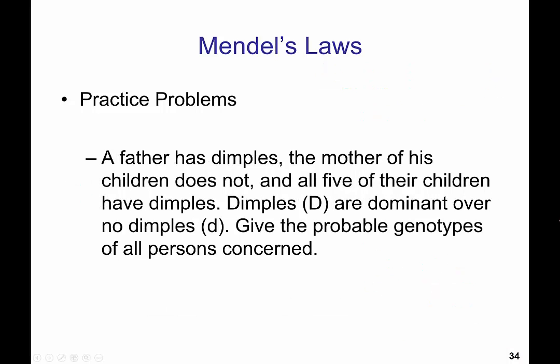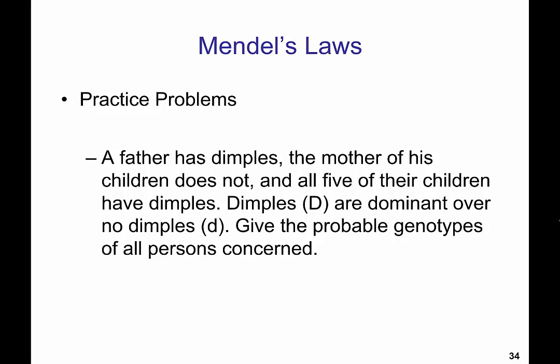Let's look at another practice problem. The father has dimples, the mother of his children does not, and all 5 of their children have dimples. Dimples, capital D, are dominant over no dimples, lowercase d. Give the probable genotypes of all persons concerned.